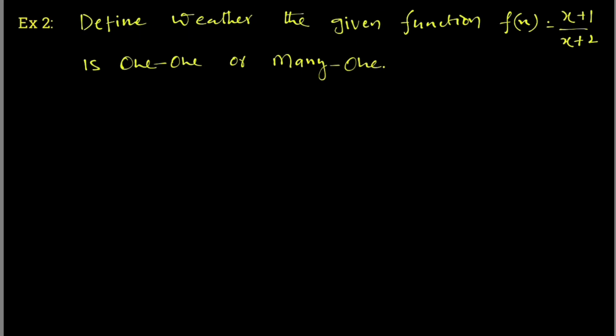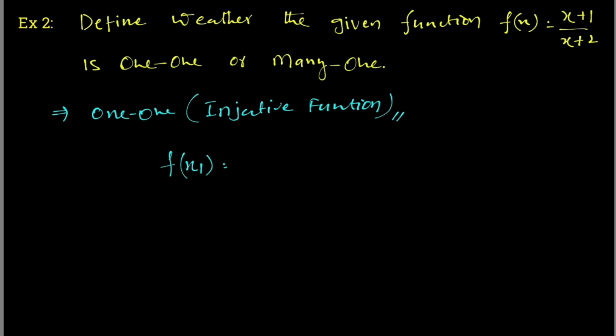So here is example number 2. Define whether the given function f of x equal to x plus 1 divided by x plus 2 is a one-one function or many one function. A one-one function is also called by another name, that is injective function, right? So if I want to say any function f of x is an injective function, therefore it must hold the condition f of x1 is equal to f of x2 if and only if the input values are equal.